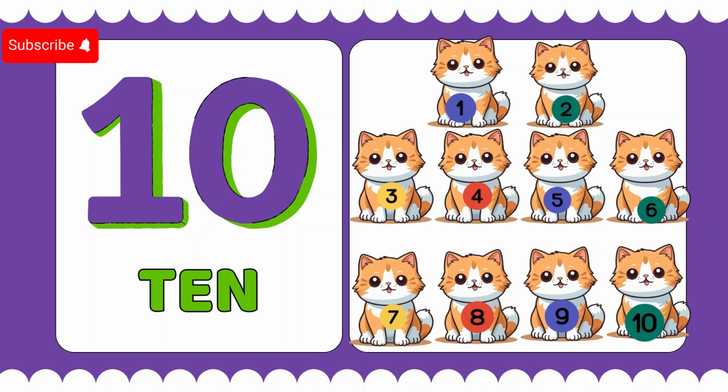10. Can you say it with me? 10. The spelling of 10 is T-E-N. Let's count cats. 1, 2, 3, 4, 5, 6, 7, 8, 9, 10. 10 cats.